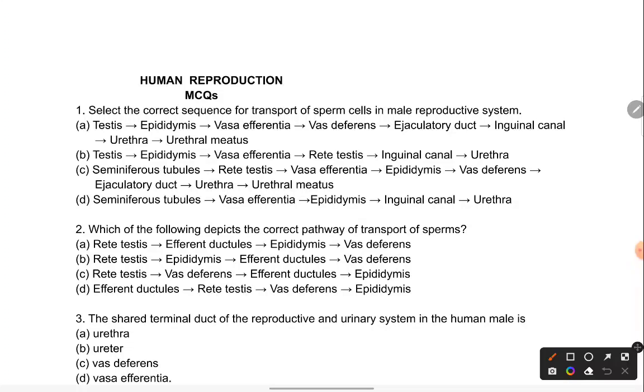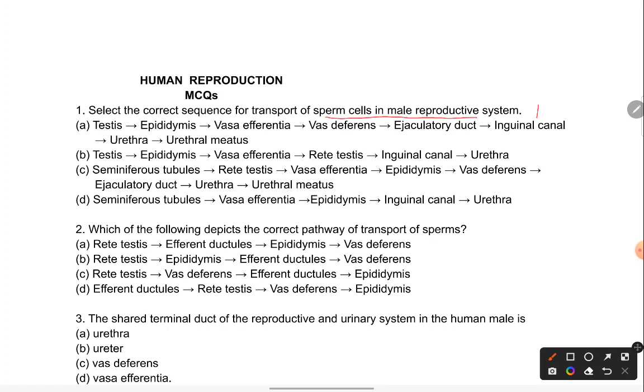Today we are going to discuss some MCQs from the chapter Human Reproduction of class 12 biology. Okay, now see the first question. Select the correct sequence for transport of sperm cells in male reproductive system.